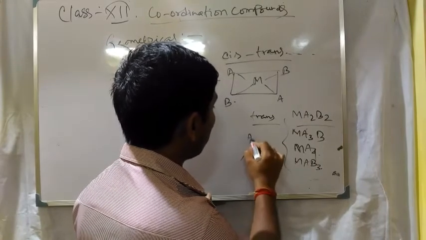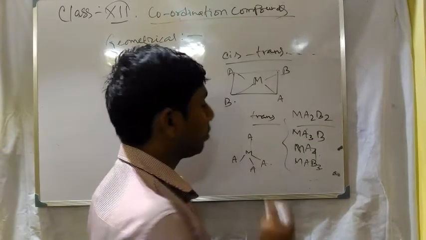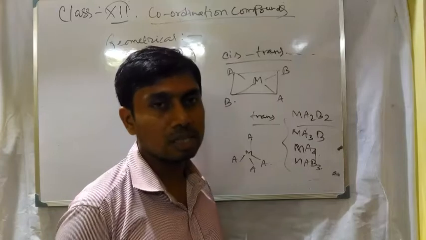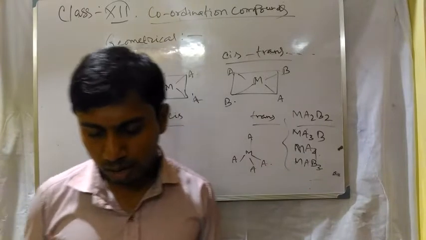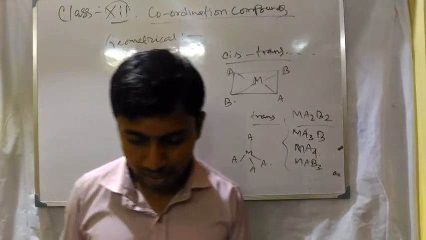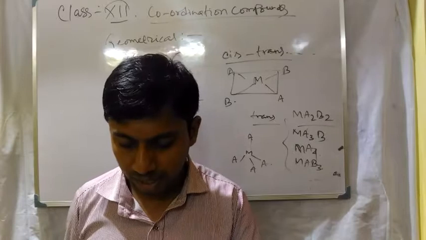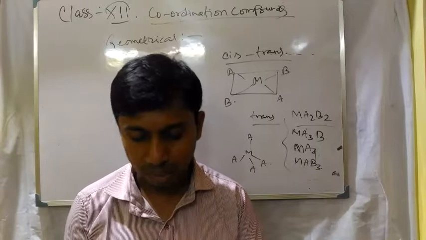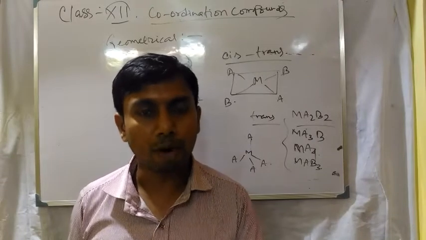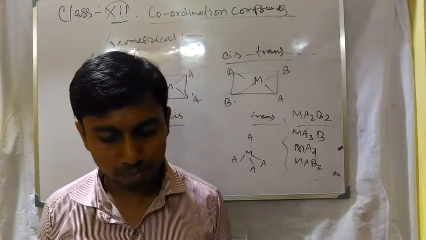But when a tetrahedral complex is there, for example MA4, no geometrical isomers are possible because all the positions are equivalent. But in case of MA2B2, and there are a few more examples: MA2BC, M(AB)2, where AB is a bidentate ligand, and also MABCD. These are the different types of compounds which give rise to geometrical isomers.